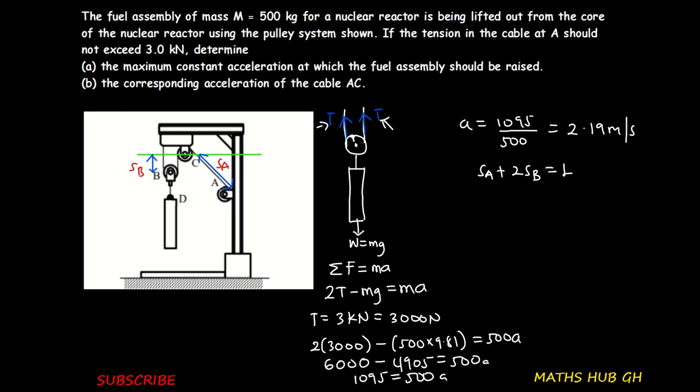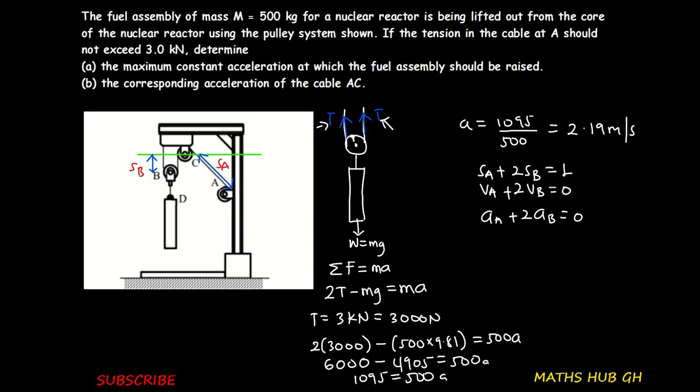So we want to find the acceleration, so that means that we will have to differentiate this equation twice. When you differentiate, you are going to have VA plus 2VB to be equal to 0. And then when you differentiate this again, you are going to have AA plus 2AB to be equal to 0.